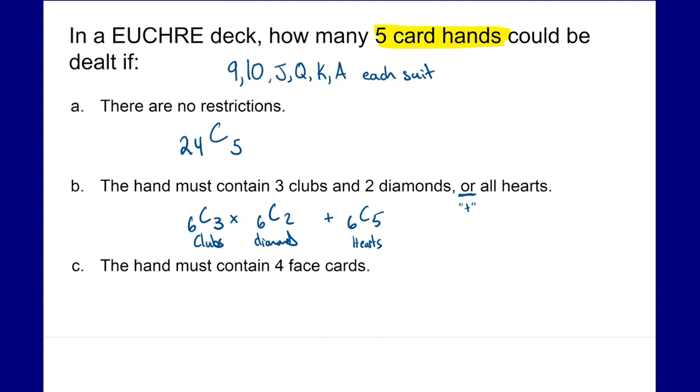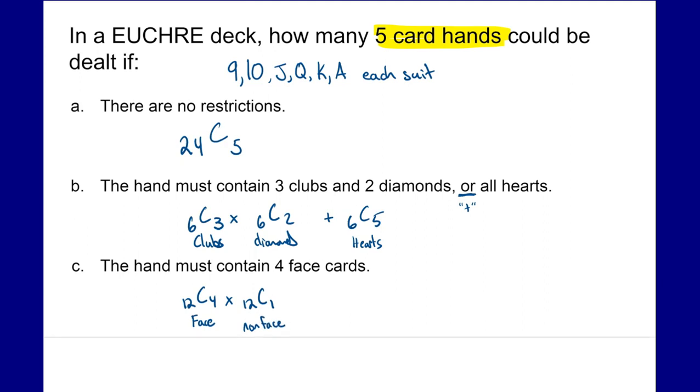Final one, the hand must contain 4 face cards. So for face cards, I have 12 of them, again 3 per suit. So 12 face cards, choosing 4, multiplied by the non-face cards. There's also 3 per suit, so 12, choose 1.